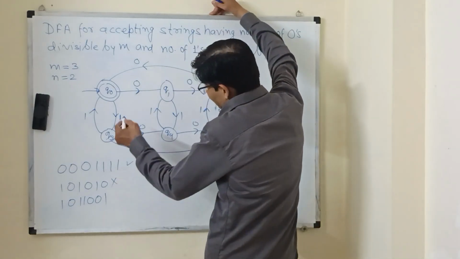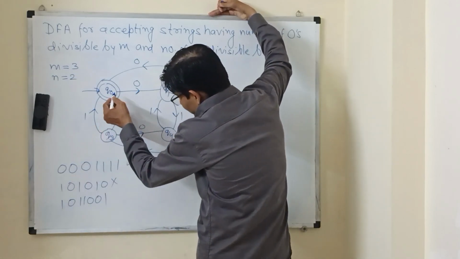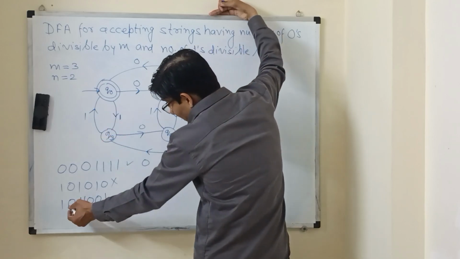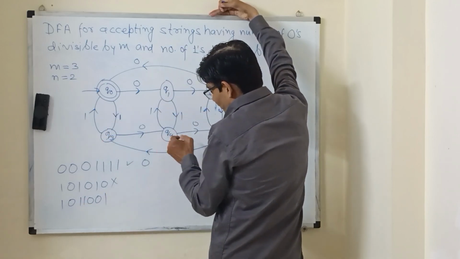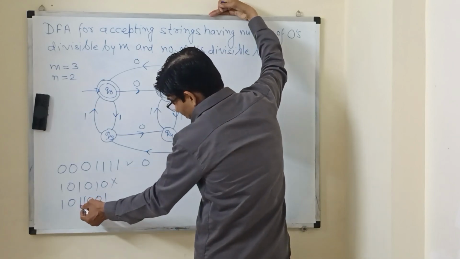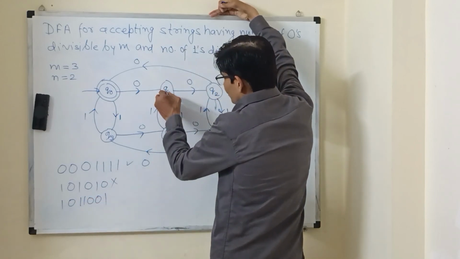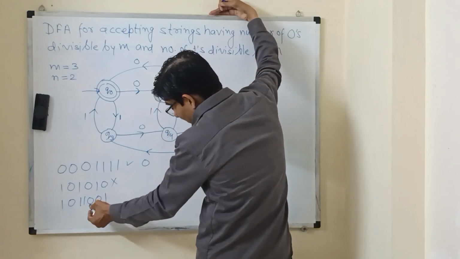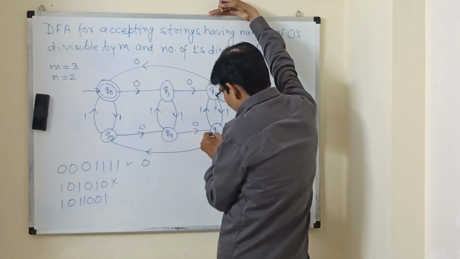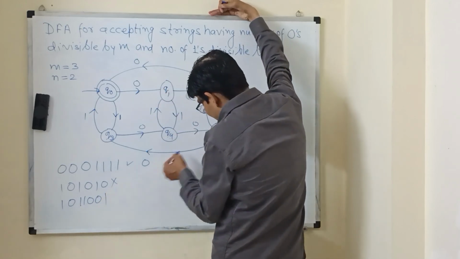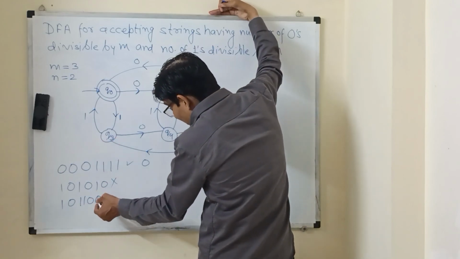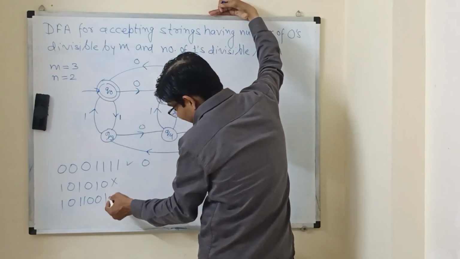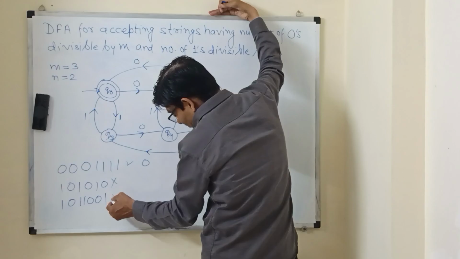So now let's see. Now we are on Q0 initially and we are getting 1, so we will move to Q3. We are on Q3 and we are getting 0, so we will move to Q4. We are on Q4 and we are getting 1, so we will move to Q1. We are on Q1 and we are getting 1, so we will again move to Q4. We are on Q4 and we are getting 0, so we will move to Q5. We are on Q5 and we are getting 0, so we will move to Q3. We are on Q3 and we are getting 1, so we will again move to Q0. So after reading complete string, we are on Q0, so this string is accepted.